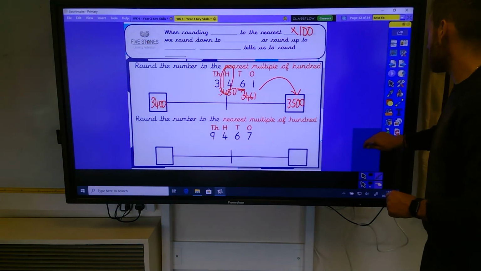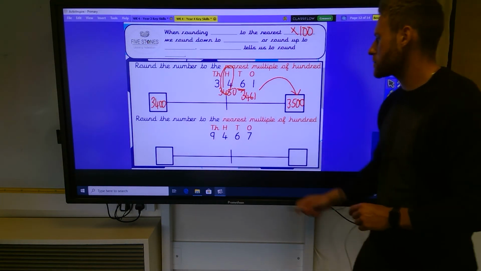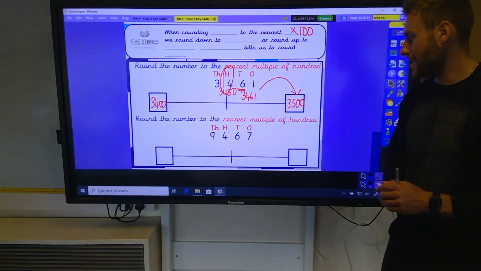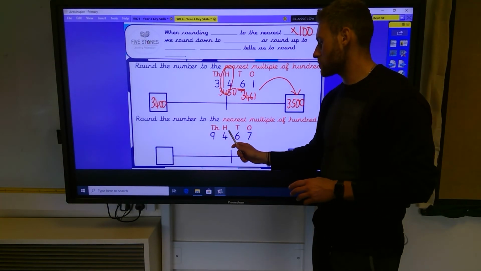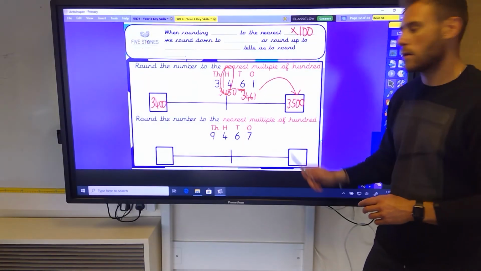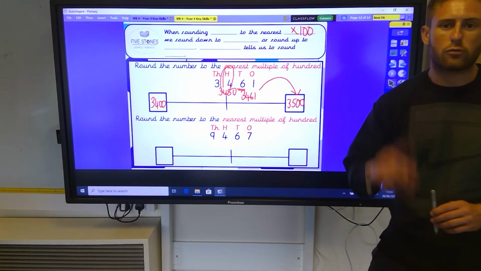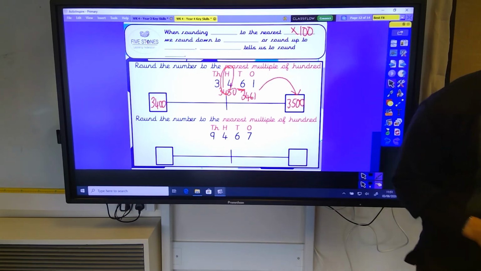Now you've got this problem to solve yourself. You are going to be rounding to the nearest multiple of 100 again. So thinking about it, 9,400, 9,000. Off you go. Think about where you need to round, down or up. Off you go.